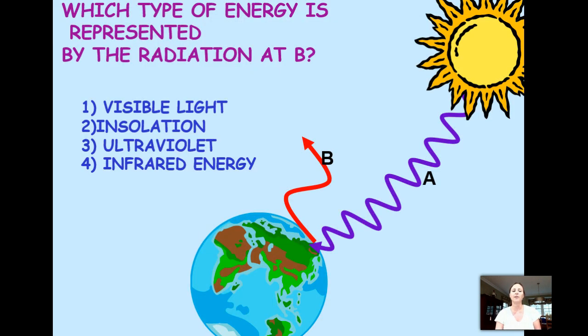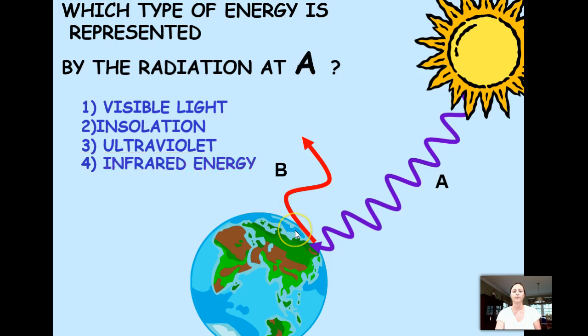Which type of energy is represented by the radiation at B? Well, we have a choice. Is it visible light, insolation, ultraviolet, or infrared energy? It's infrared energy. You can tell because the wavelength is longer. And also, the Earth gives off heat. The Earth doesn't give off visible light. You don't see light coming out from the Earth's surface at night. It's not visible, so it's got to be in another form, which is heat.